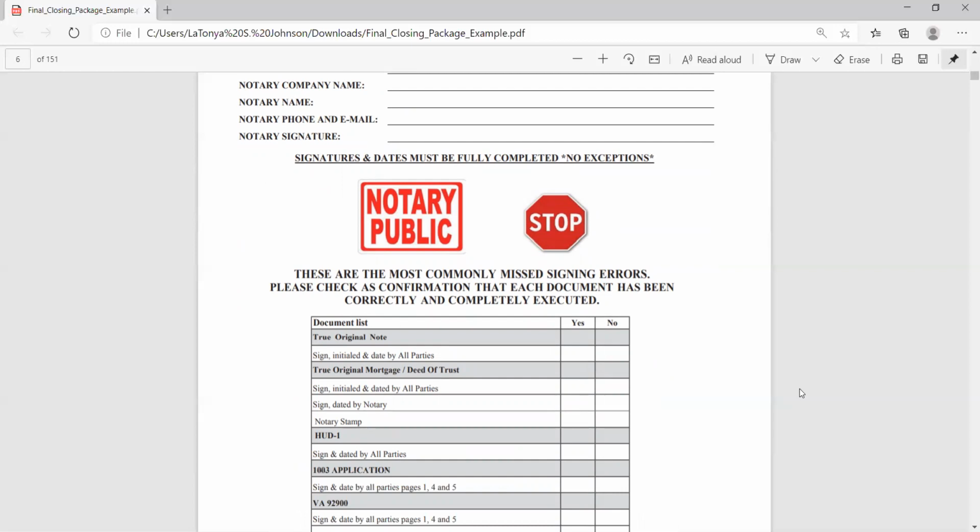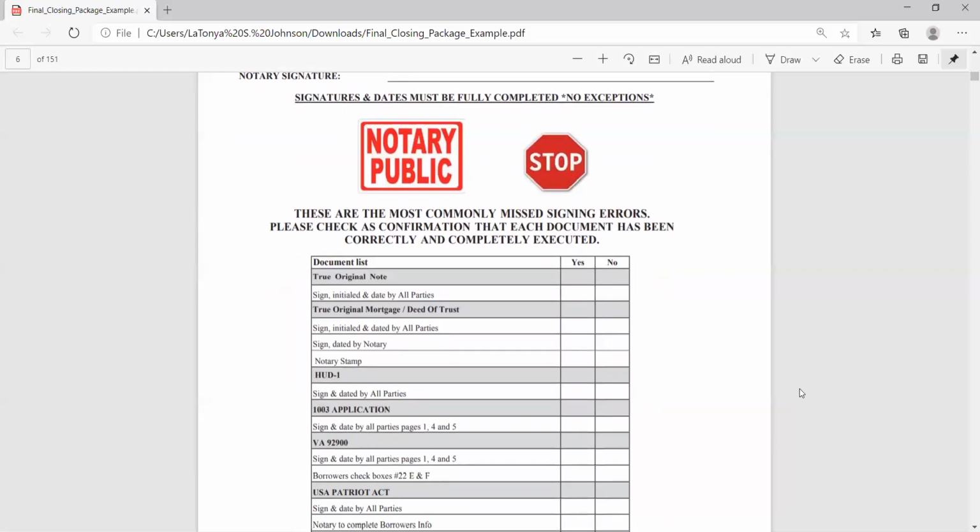What I recommend is that you go through this document when you're preparing the documents, as well as before you leave the closing, to make sure that you have every single thing that you need. This document is actually going to tell you these are the most commonly missed signing errors. Please check as confirmation that each document has been correctly completed and executed. It'll tell you which documents will require signatures and will require your notary stamp.